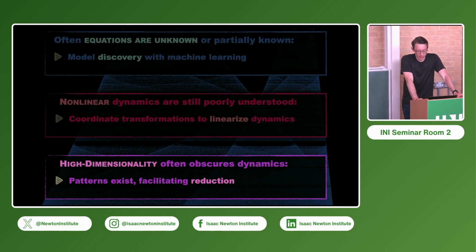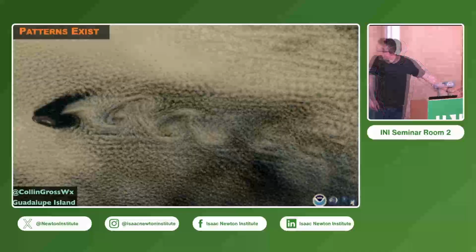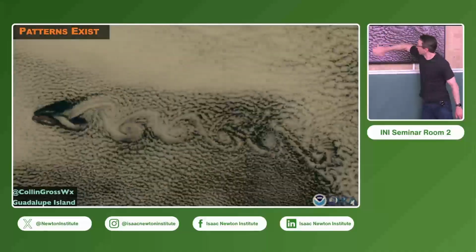So high dimensionality is probably the easiest nowadays. In the past, this used to be challenging, but now this is where machine learning really shines. It's extremely good at pulling patterns out of high dimensional data. So this is the basic idea: patterns exist in your high dimensional data.